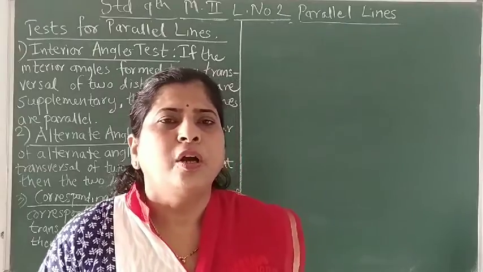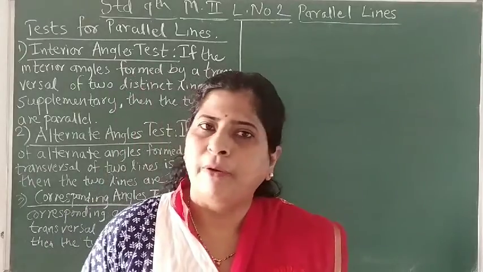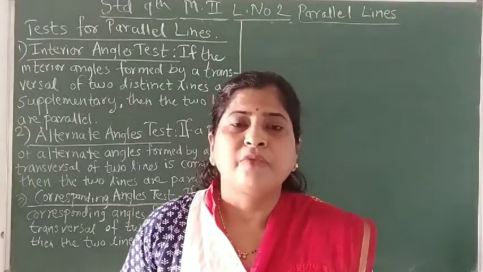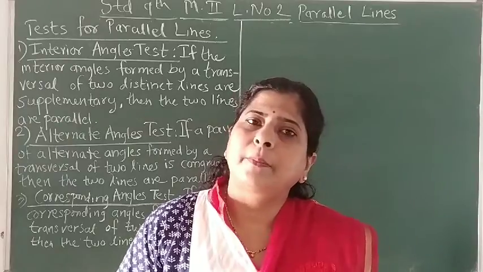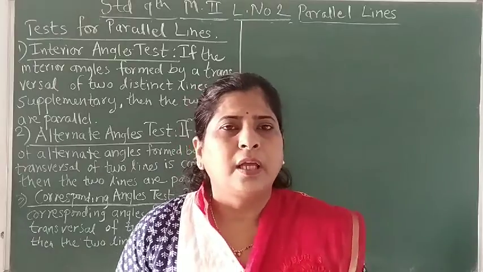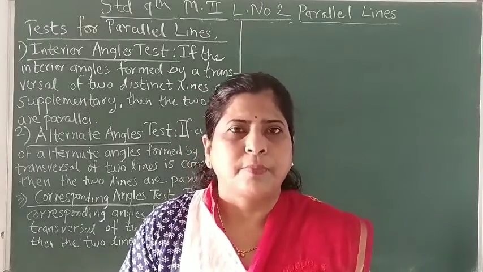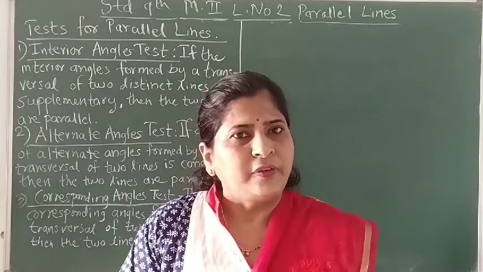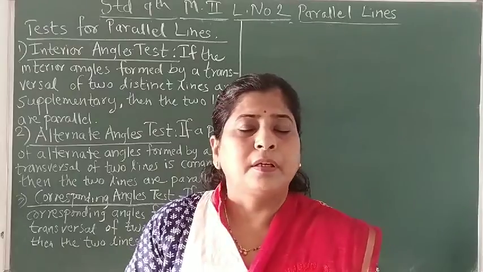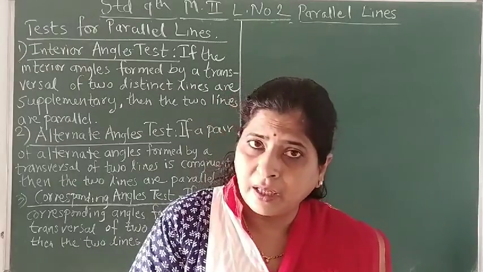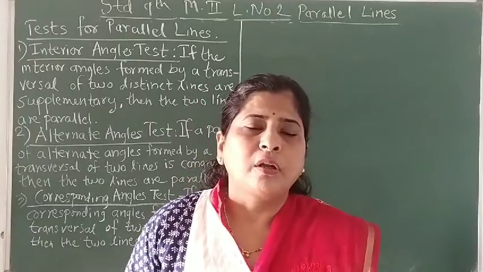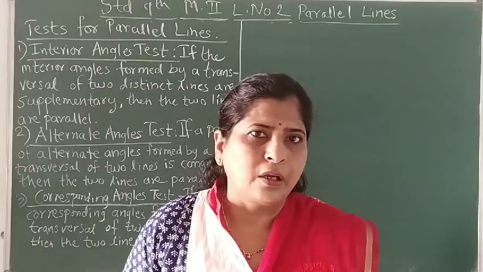Now in this video we are going to see the tests of parallel lines. When a transversal intersects two lines, and we want to decide whether these two lines are parallel or not, how can we decide? Again, we take help of pairs of corresponding angles, alternate angles, or interior angles. If interior angles are supplementary, then the lines are parallel. If corresponding angles are congruent, then the lines are parallel. If alternate angles are congruent, then the lines are parallel.